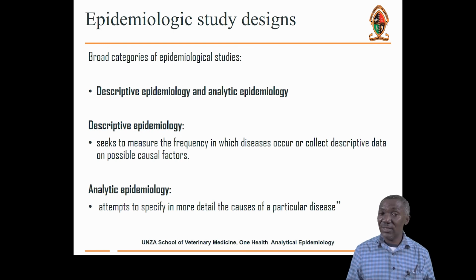So when you look at epidemiology, it is described as the study of disease frequency and their determinants in a population, or rather we could say it is the study of health events and also their determinants in a population, and also how they can be controlled. And so broadly speaking, we have two major categories. We have descriptive epidemiology and analytical epidemiology. So descriptive epidemiology seeks to measure the frequency in which disease occurs or collect descriptive data on possible causal factors. So a descriptive study will measure disease frequency or will collect data on possible risk factors, while analytical epidemiology attempts to specify in more detail the causes of a particular disease.